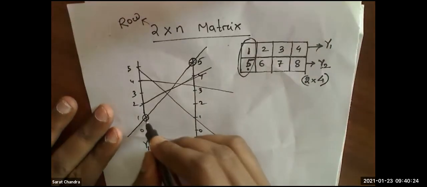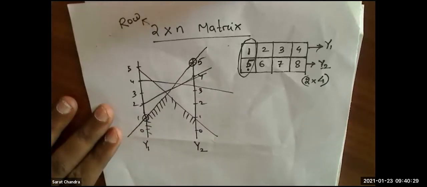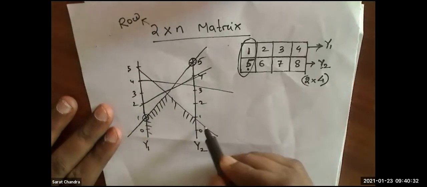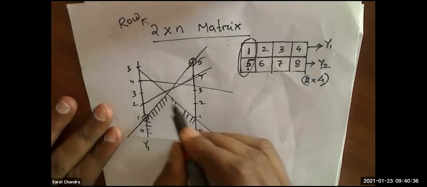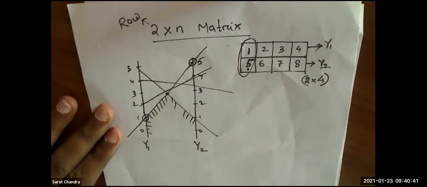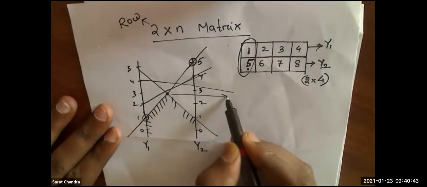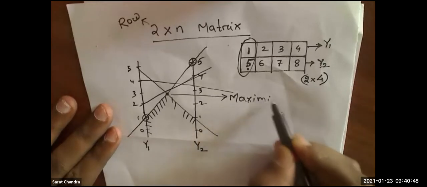Then after doing that, what do we have to do? We have to find out the lower area. The lower area will be this one. Now in this area we have to locate the maximum point. You can see in this area the maximum point is this one. This point we will call the maximum point.